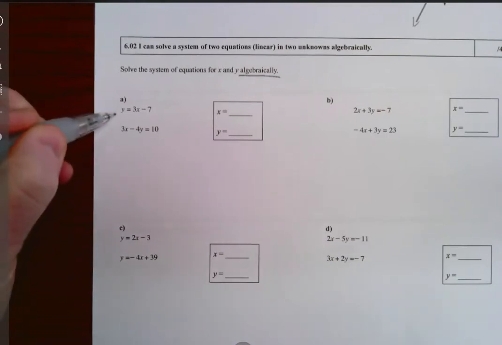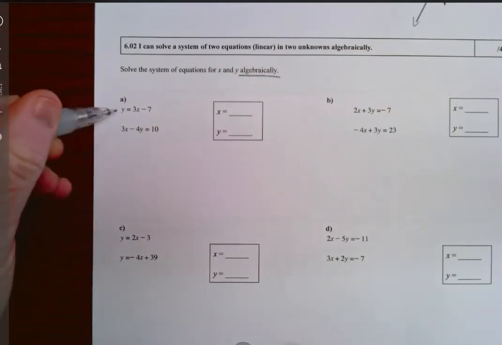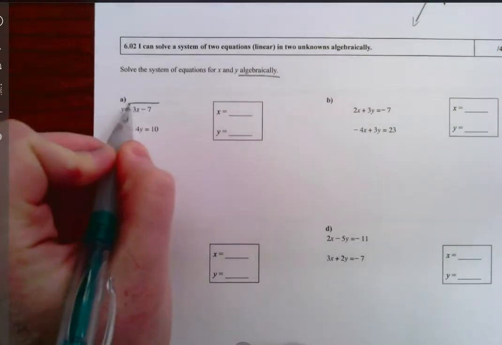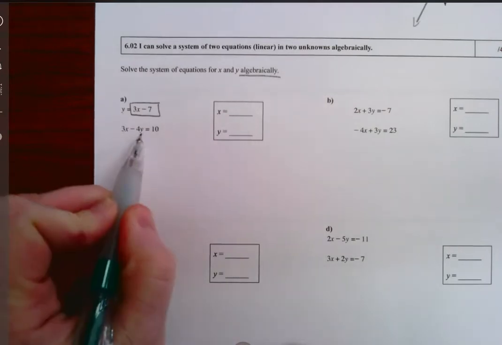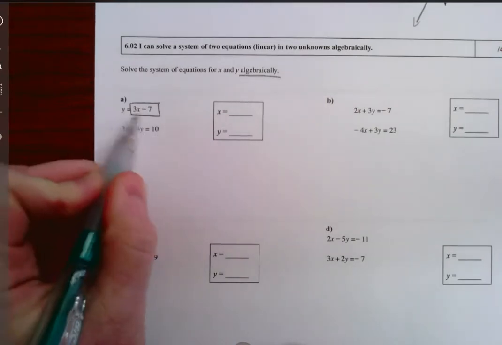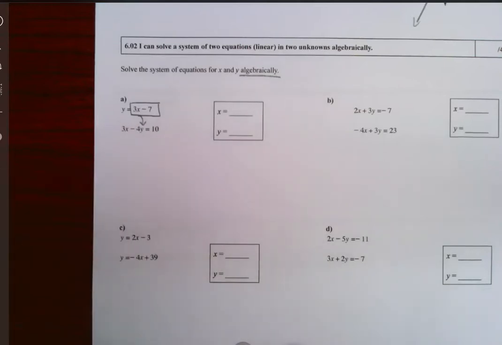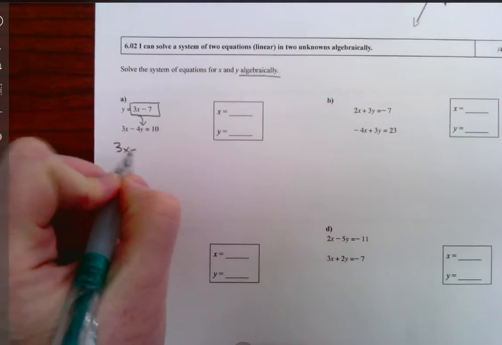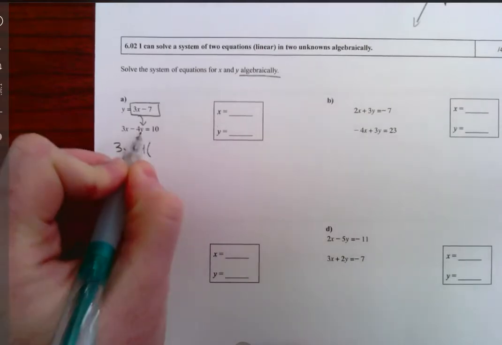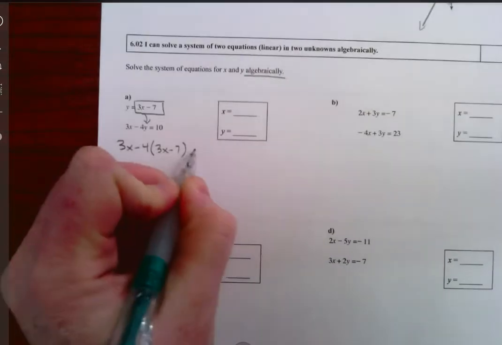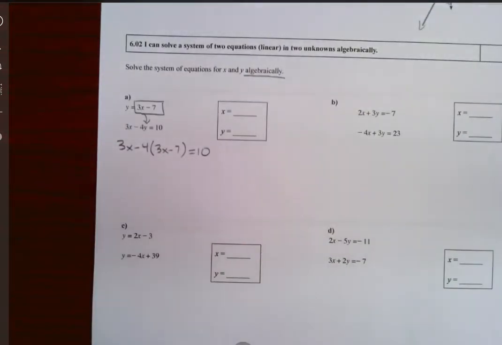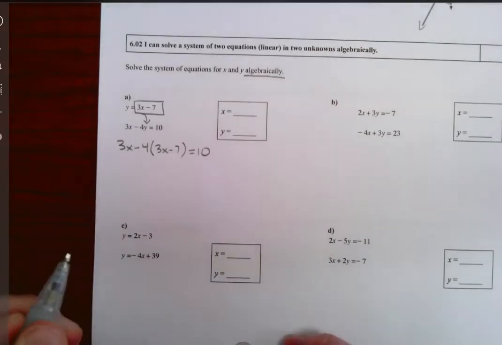So if I take a look at A here, this one is nicely set up, I think, for substitution. We have this equation solved for y. So we have 3x minus 7 is y. And down here, I can substitute 3x minus 7 in for y. I'm going to replace that y with 3x minus 7. So I have 3x minus 4. Okay, all I've done is replace the y. And now we're going to solve this for x.